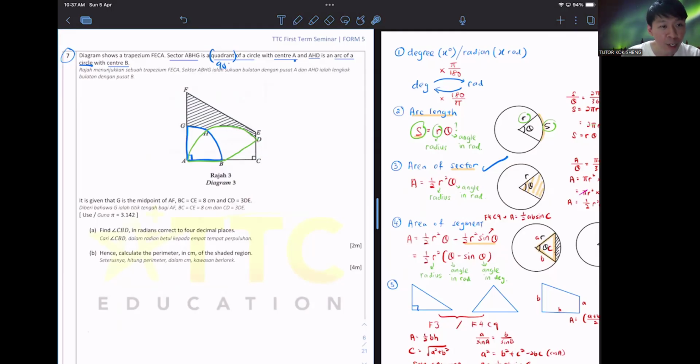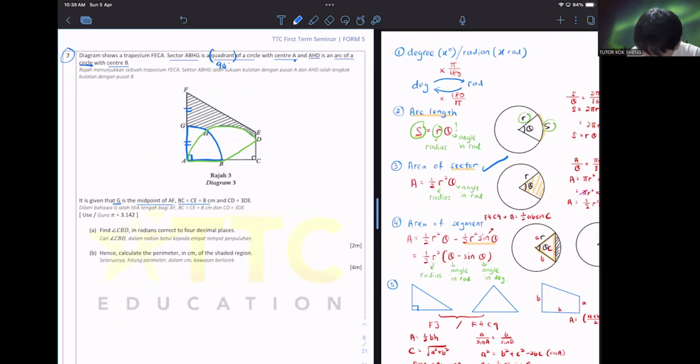Okay, so this is the info given on top there. Trapezium, quadrant, and another circle. Next, bottom here. It's given that G is the midpoint of AF. These two are the same length. AG and GF, same, because G is a midpoint.